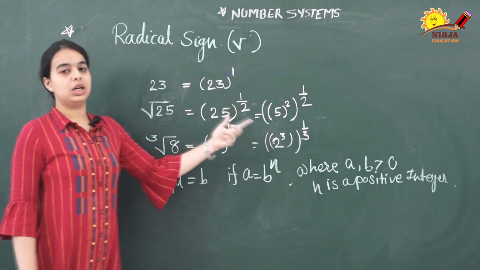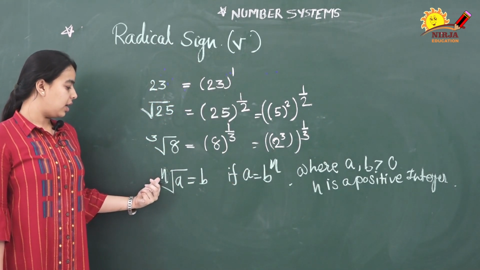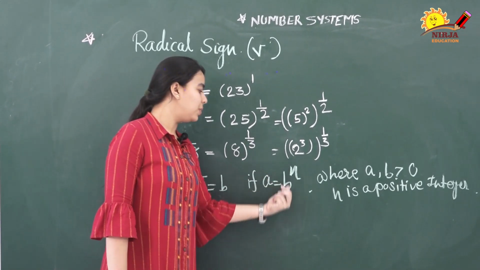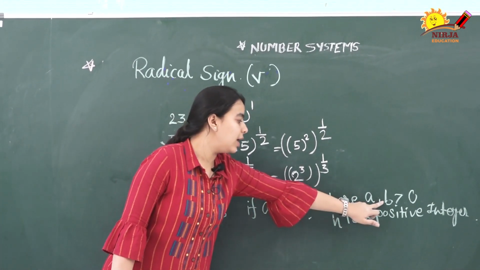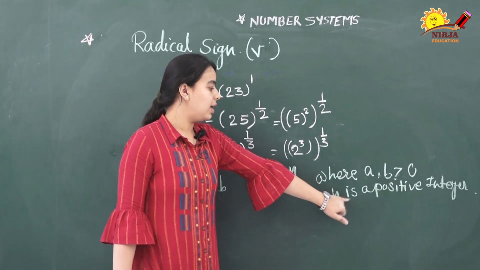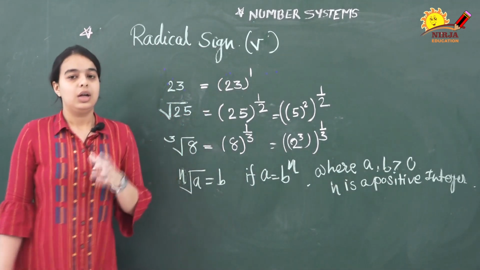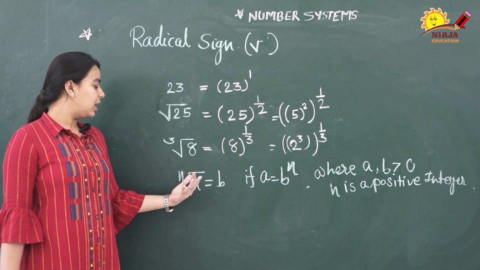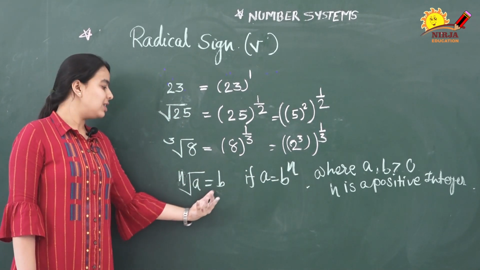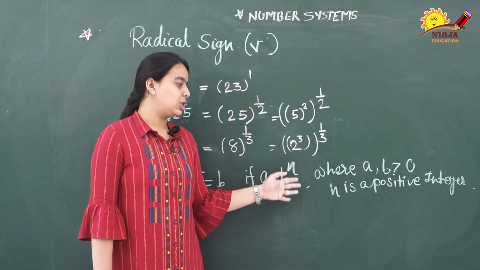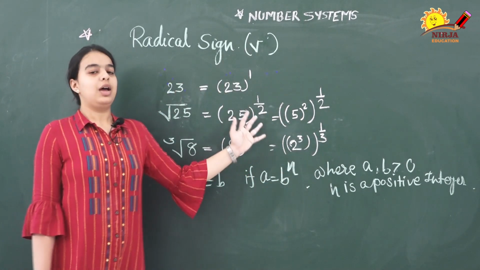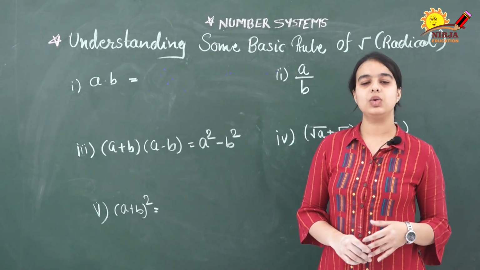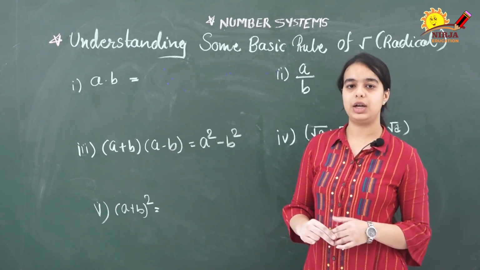So, in general, if nth root of a is equal to b, then a is equal to b raised to n, where a and b both are greater than 0 and n is a positive integer. In general, from all these examples, we can conclude that the nth root of a is b if a is equal to b raised to n, and that you can see from these examples. So, just now we have seen about radical sign. Now we are going to understand some basic steps of radical sign.